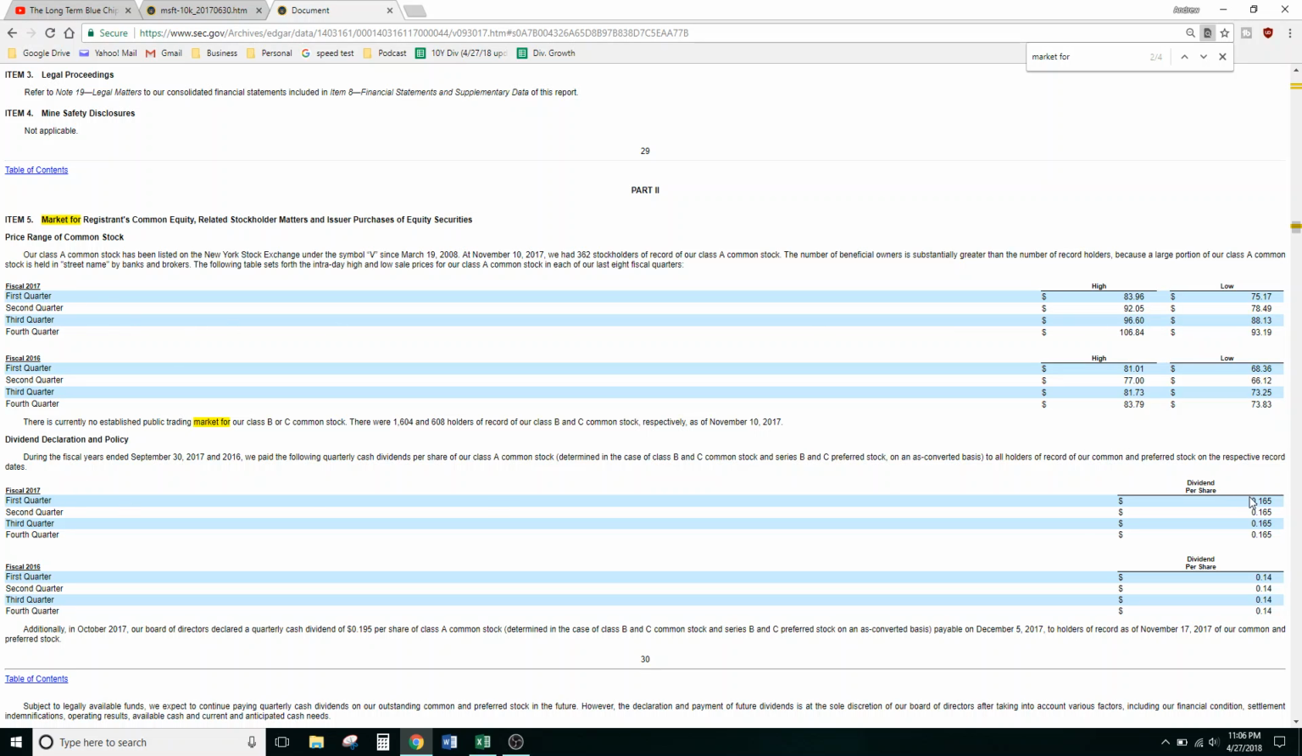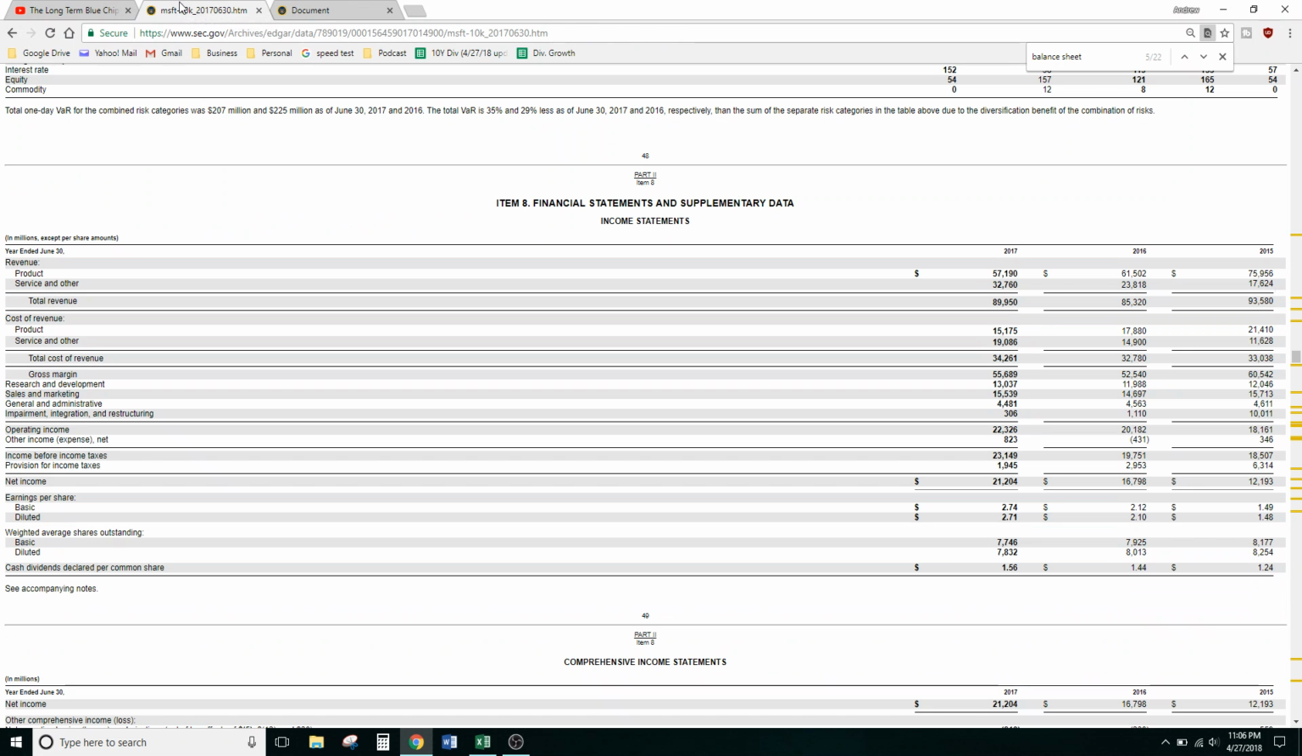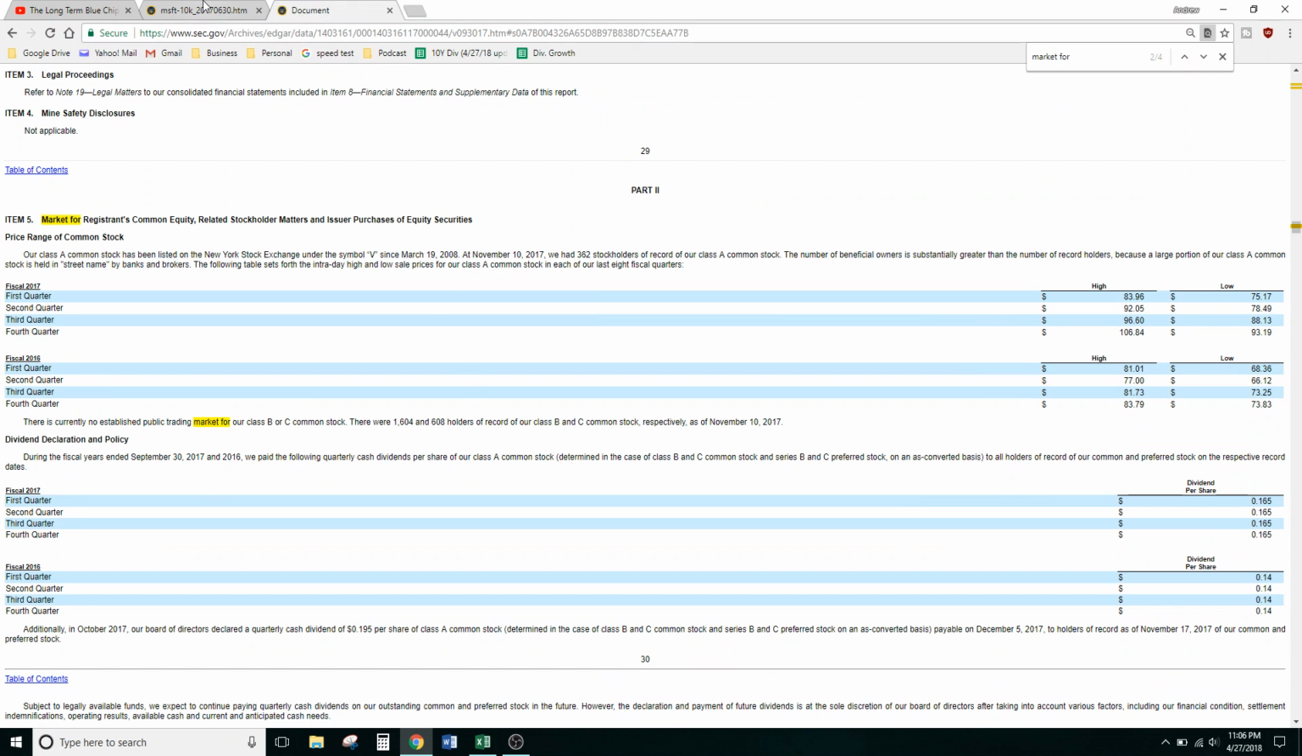So we can just see here, okay, 2017, they paid 4 dividends, 1 per quarter, and they were 16.5 cents each. So if we wanted to calculate the dividend for ourselves, we would just multiply that, and boom, there's our annual dividend, 66 cents. Let's go back, and this was for ticker symbol Visa.